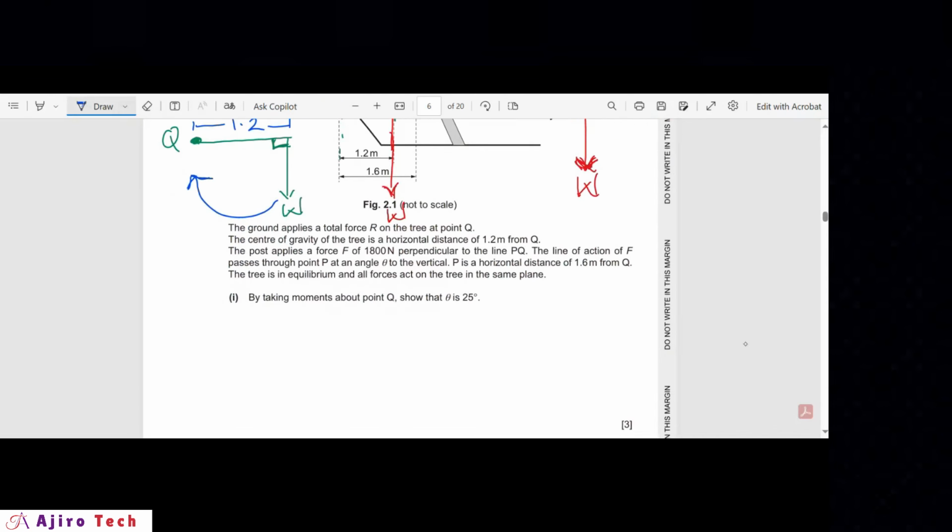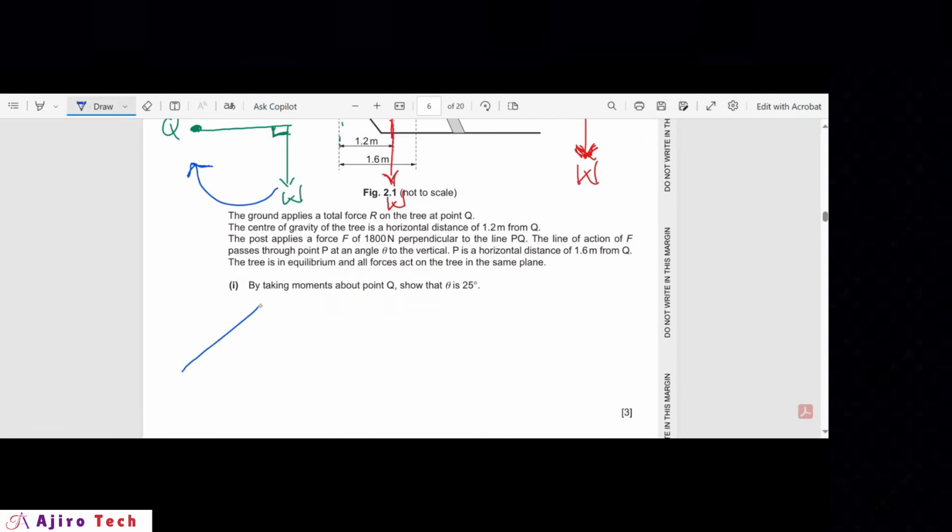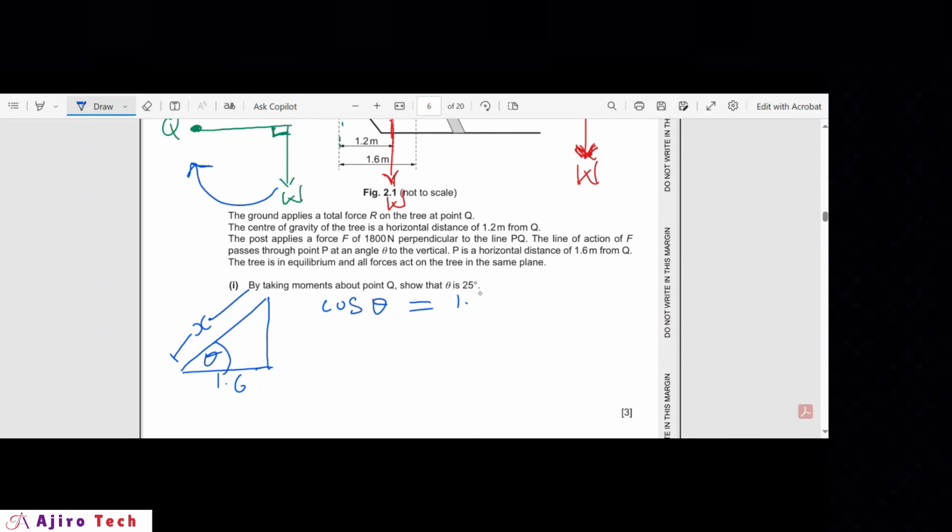Let's draw a triangle out from that. I'm looking for this, our X, and this is 1.6. This is theta. So we use the SOHCAHTOA method: cos theta is equal to adjacent, 1.6, over hypotenuse, which is X. I can now say our X is 1.6 over cos theta.